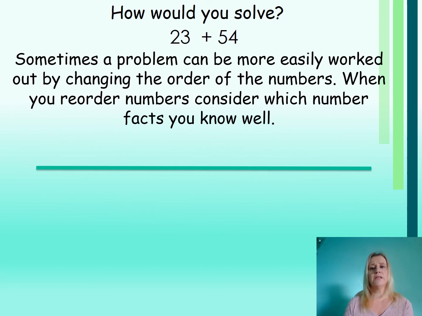Sometimes a problem can be more easily worked out by changing the order of the numbers. This time we're changing it from 23 add on 54 to 54 add on 23. Why do you think that might be easier to do? Why don't you have a go both ways and see which one is more efficient? Pause the video just now and have a go. Did you find it easier to add the smaller number onto the bigger number? I know I do.